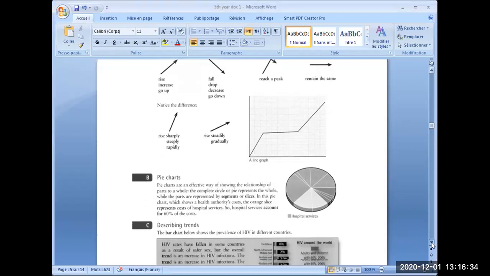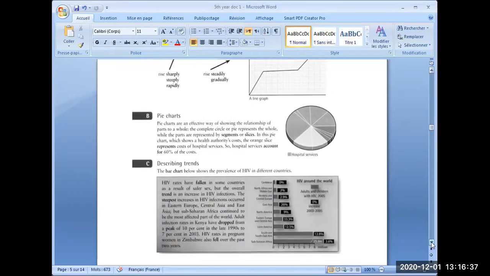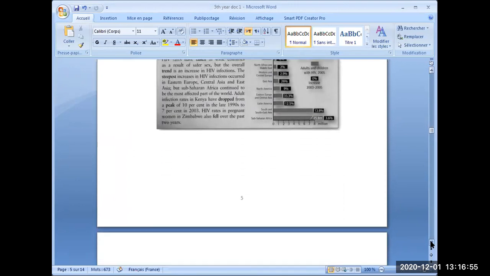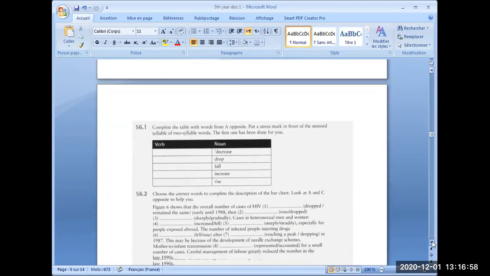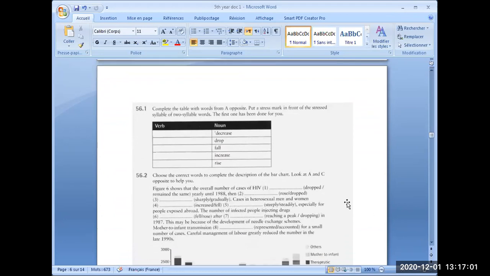You can continue reading alone. You don't need my help to read the following, but I would like you to read it because you might be asked to make an interpretation of a pie chart or a bar chart. So the fact of reading, I provide reading B and C. This is a sample for you to learn how to make interpretation. Okay, so together let's work on language. Complete the table with words from A, opposite. Put a stress mark in front of the stressed syllable of two-syllable words. The first one has been done for you.